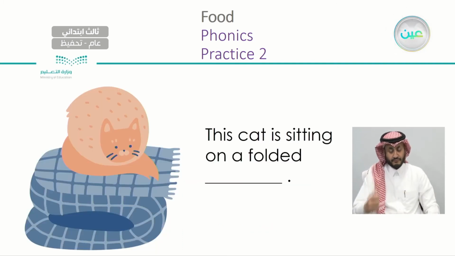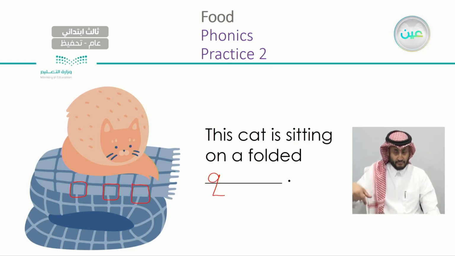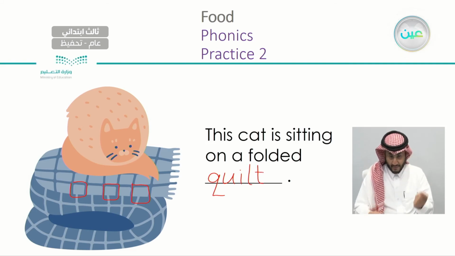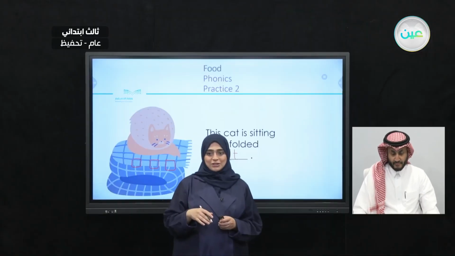Now look at this cat. This cat is sitting on a folded, you see these little squares? What kind of fabric is this? Yes, on a folded quilt. Are you able to write down with me the word quilt? It is sitting on a folded quilt.